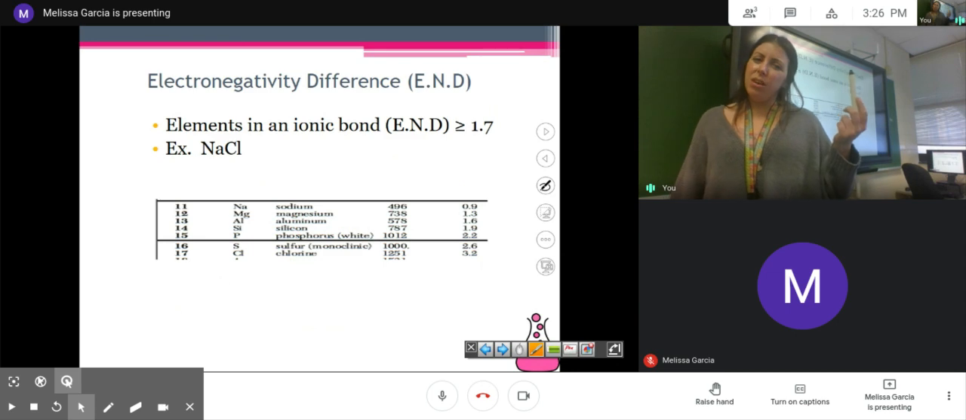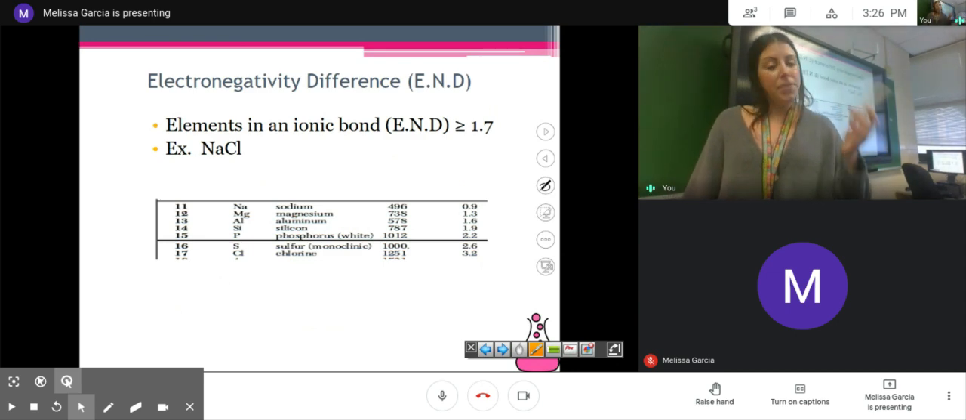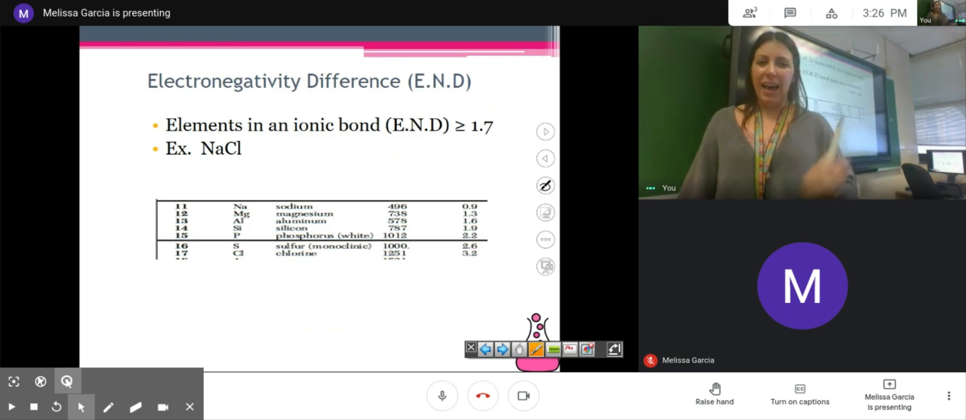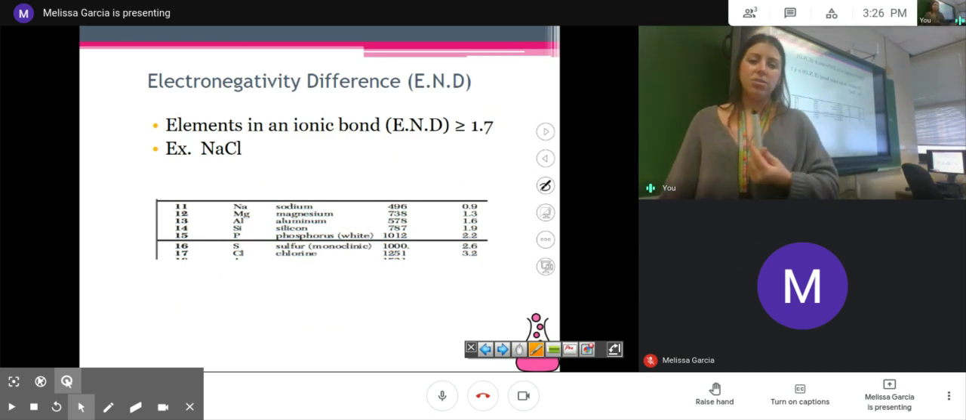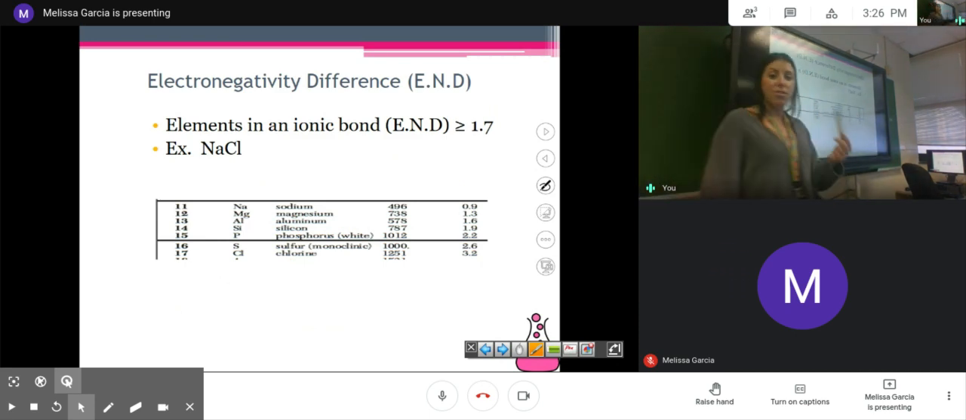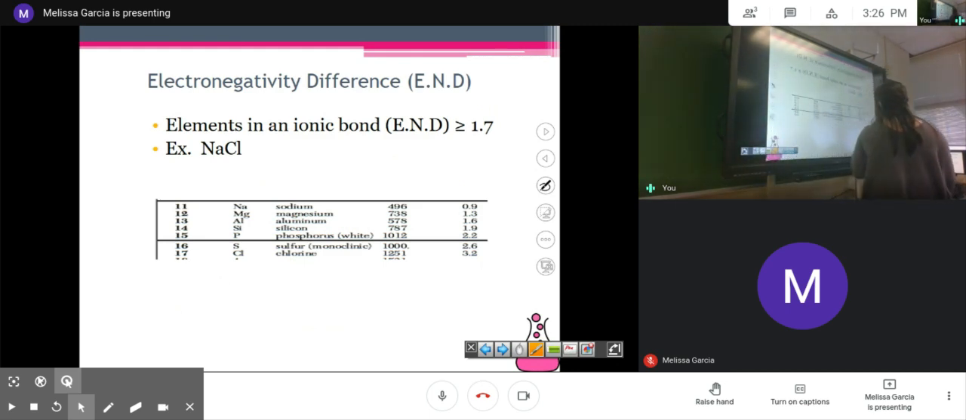Hydrogen and fluorine is really one of the exceptions to that rule. Most of the other times, if I'm dealing with a metal and a nonmetal, that tells me it's ionic, and that electronegativity difference is going to be greater than or equal to 1.7.